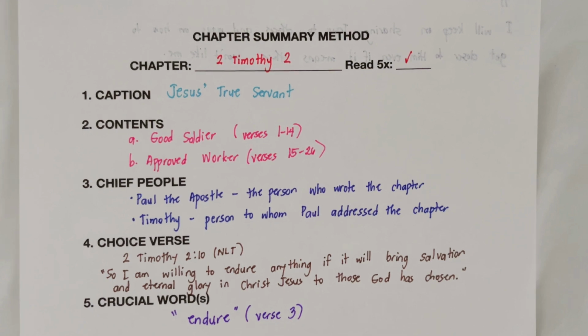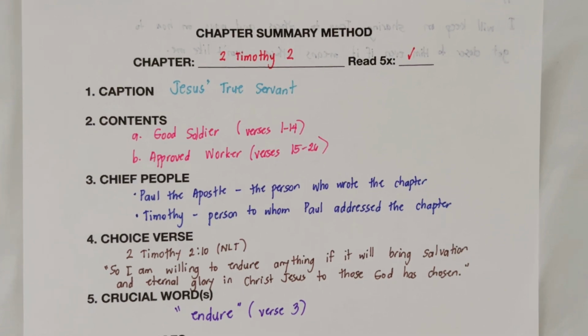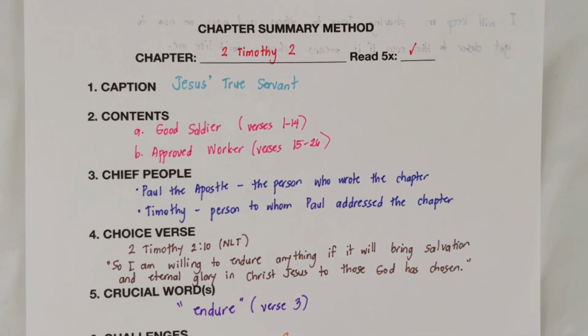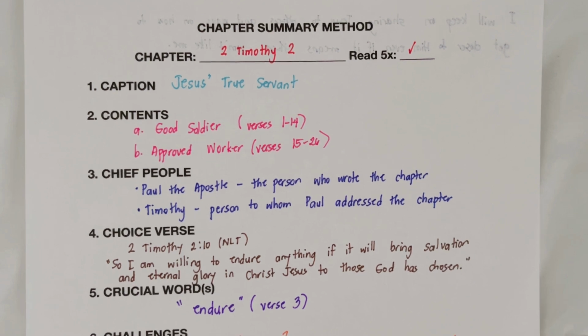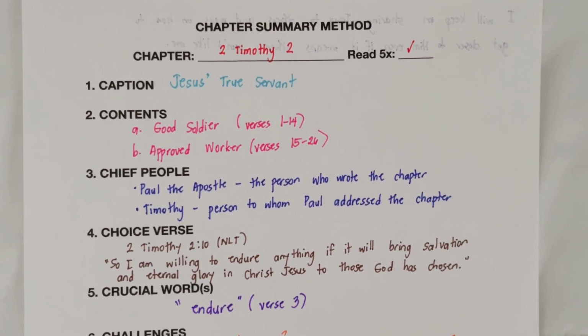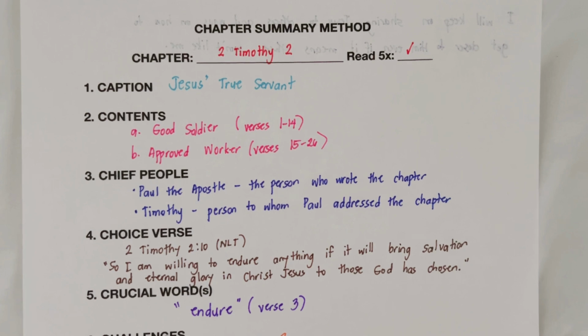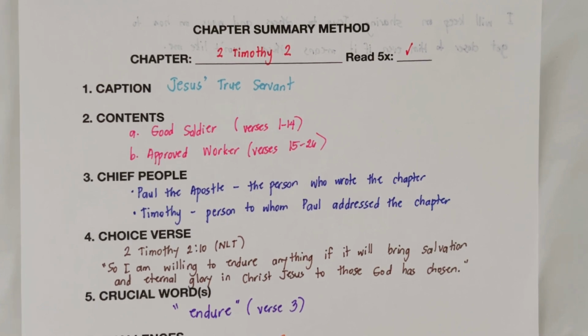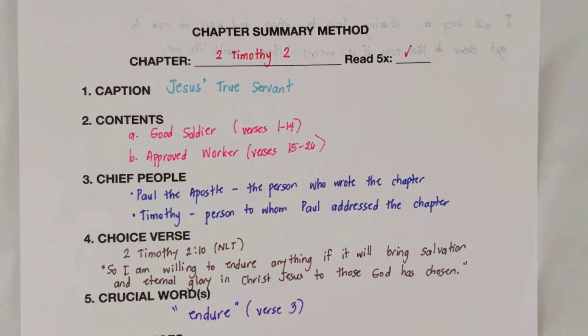Fourth is the choice verse. My choice verse is 2 Timothy 2:10: So I am willing to endure anything if it will bring salvation and eternal glory in Christ Jesus to those God has chosen. I actually highlighted several verses, but this one speaks to me strongly.